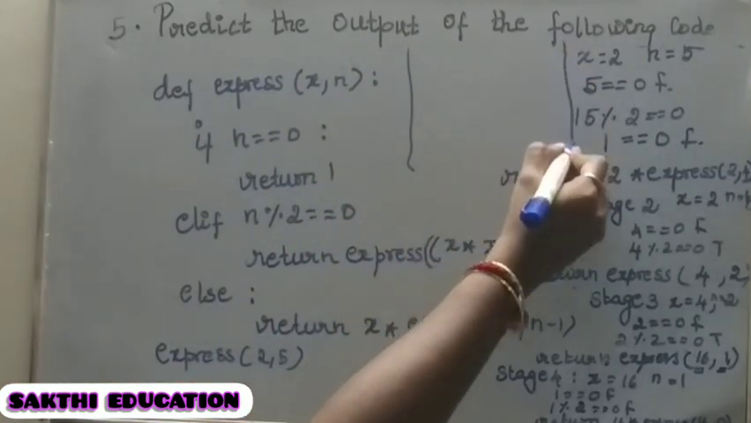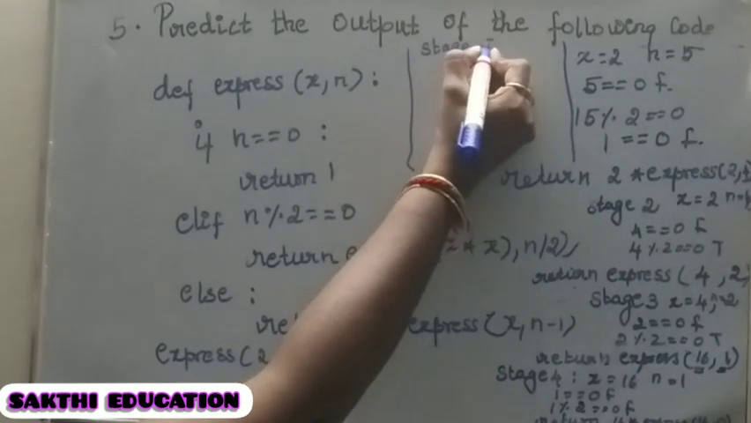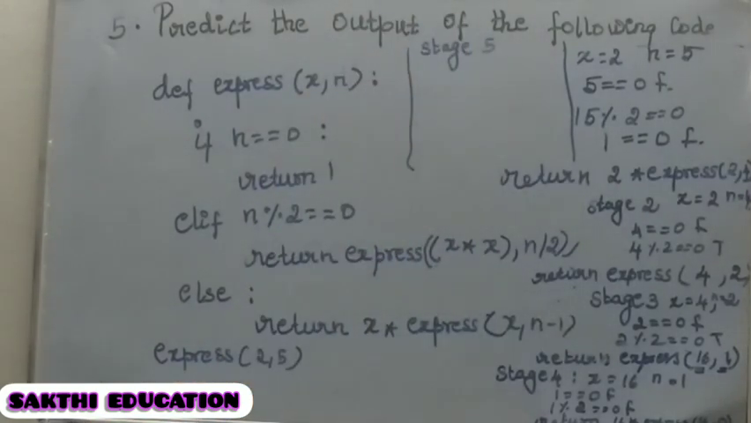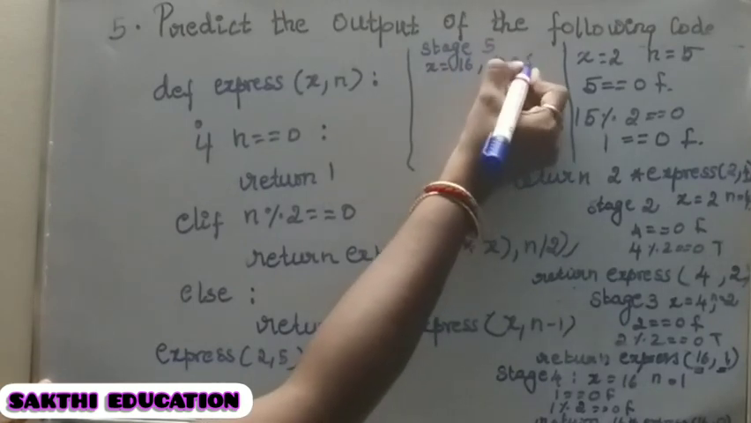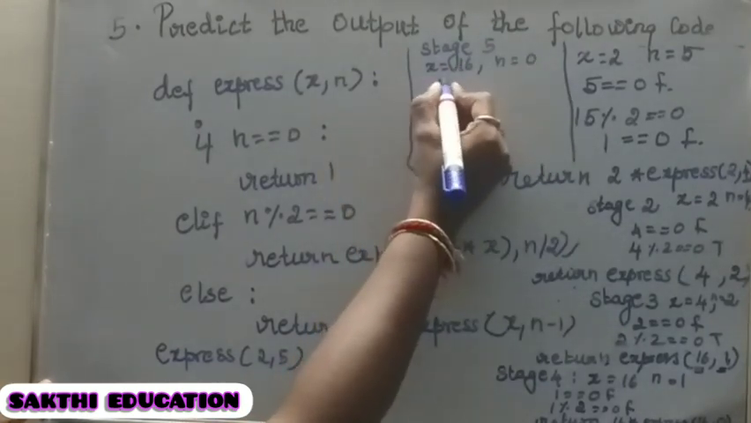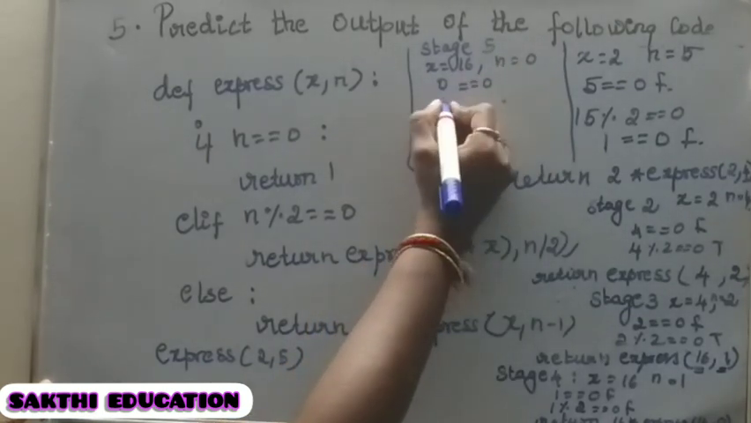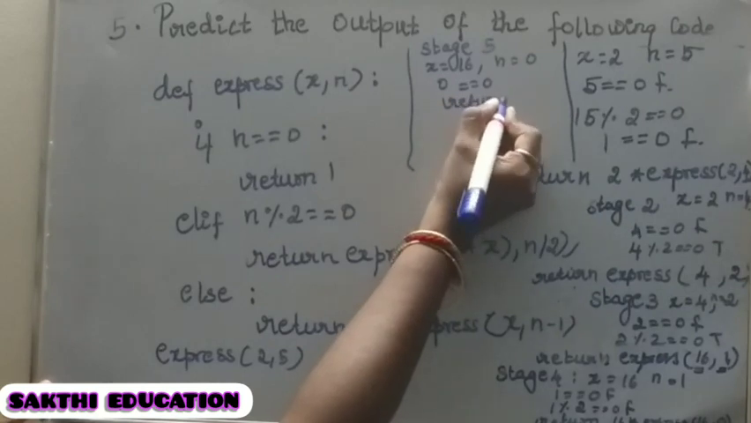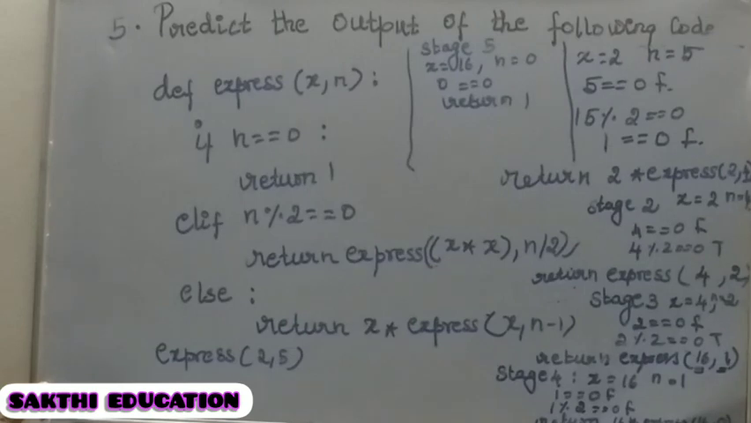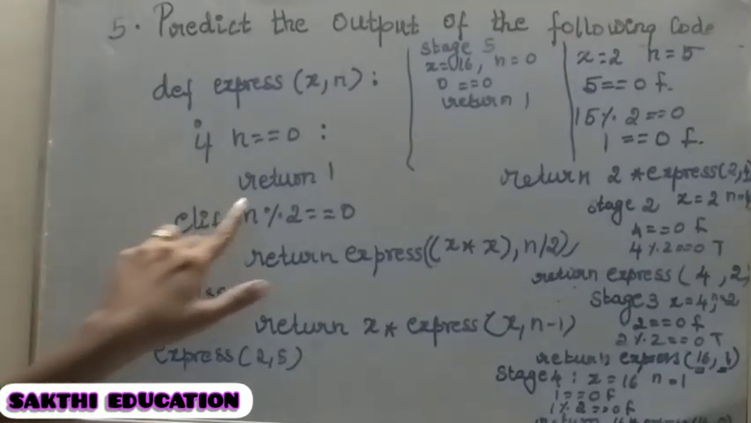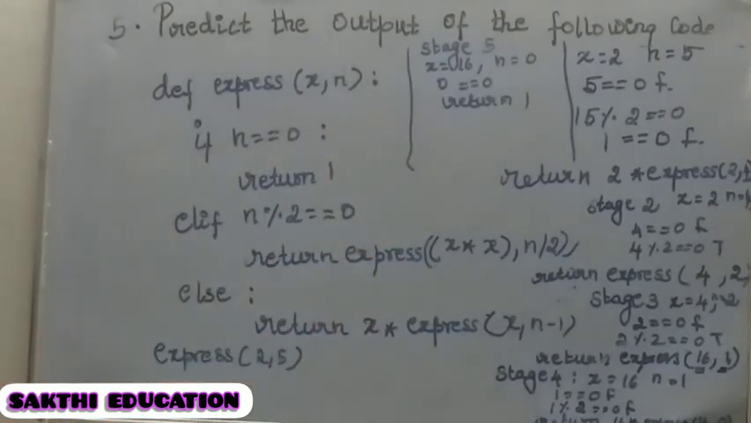This is your 5th stage, stage 5. In stage 5, x is 16, n is 0. So 0 equal to 0 returns 1. Return 1. We reach this condition. We can stop here because inside this return we don't have a recursion call.